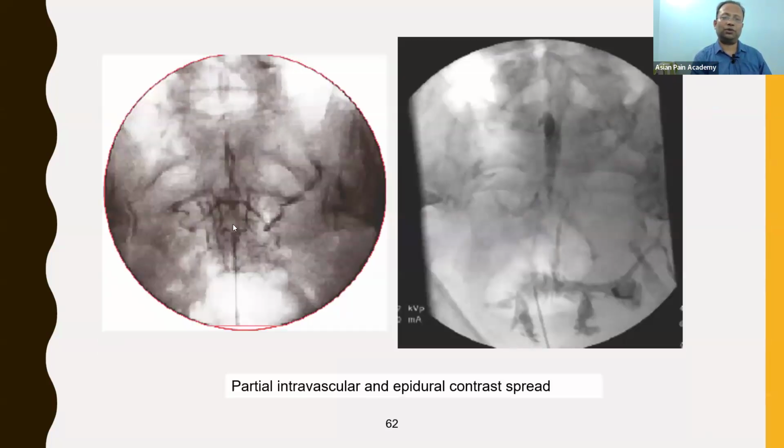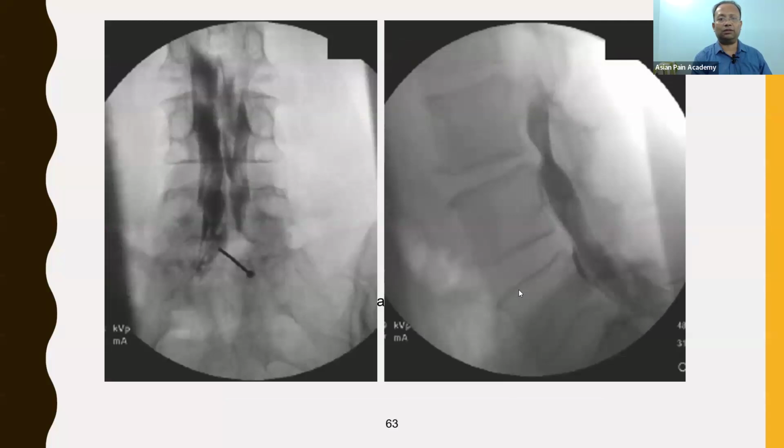This is also, during an epidural, a vascular spread. The needle is here, the drug is being given here, and there is so much large vascular spread. So these are very risky things.